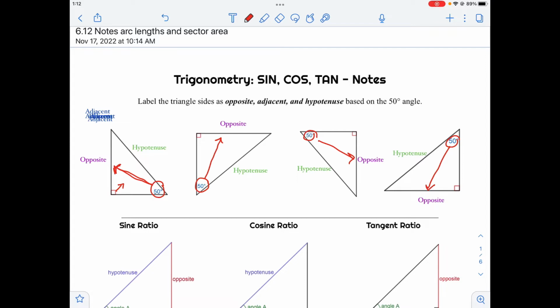So we'll look at each of our angles. If we have an angle that is here as our 50 degrees is, adjacent is going to be right next to it here. 50 degrees, our adjacent is here. 50 degrees, our adjacent is here. And 50 degrees, our adjacent is here. So let's label those. Now you see that we have all of our pieces labeled, and this relationship helps us with sine, cosine, and tangent.